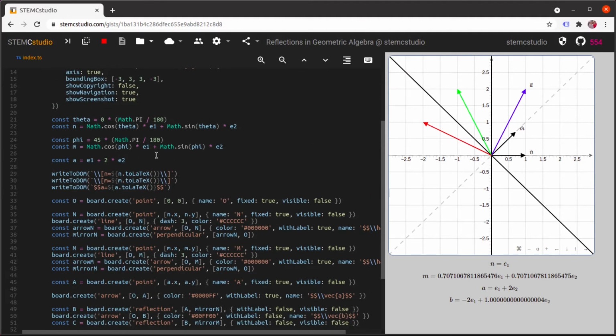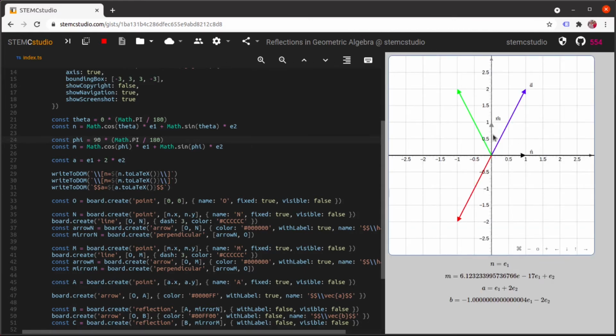Let's change some of these angles a little bit. So theta is the angle that n makes to the x-axis, and phi is the angle that m makes to the x-axis. Let's change phi to be 90 degrees.